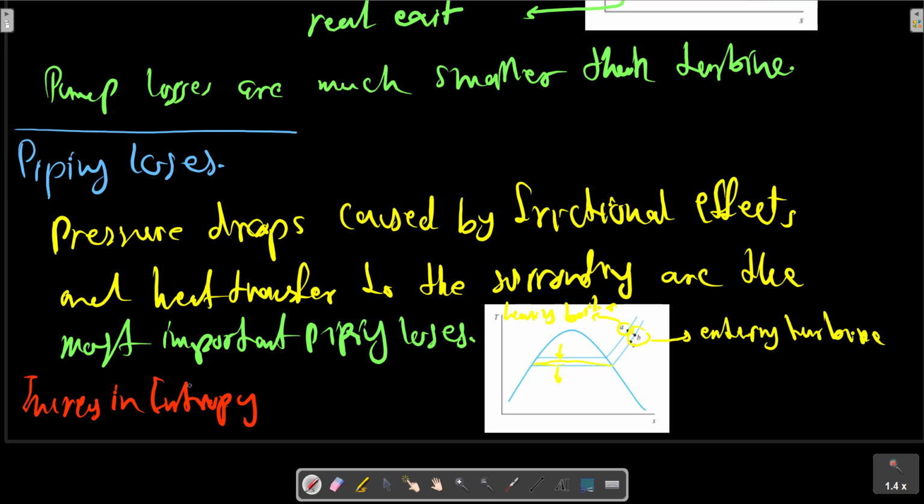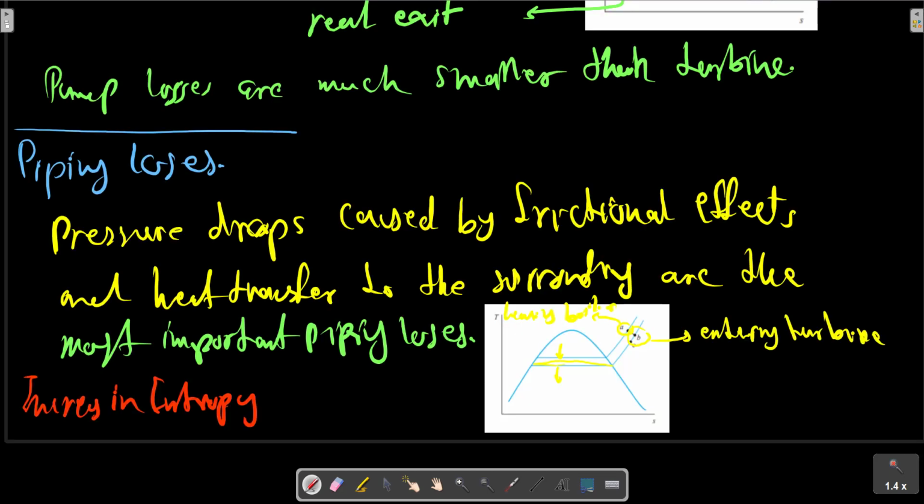A similar loss is the pressure drop in the boiler. Because of this pressure drop, the water entering the boiler must be pumped to a higher pressure than the desired steam pressure leaving the boiler, which requires additional pump work.